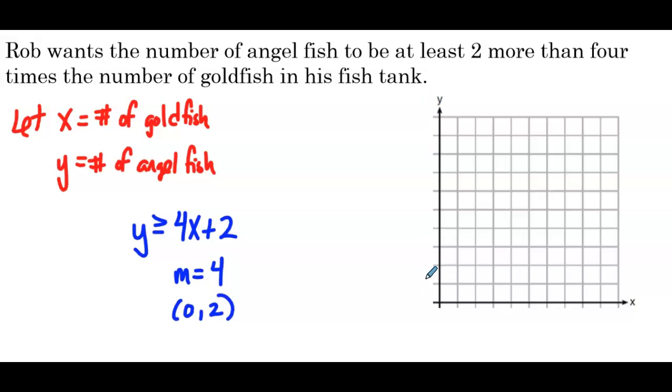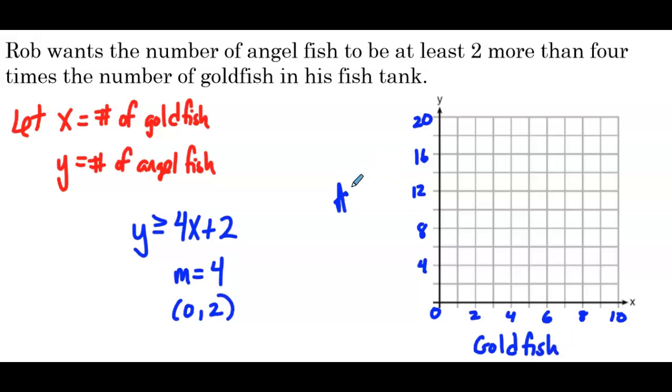So we'll have 2, and then 4, 6, 8, 10, 12, 14, 16, 18, 20. And we'll keep the x-axis by 1. So 1, and then 2, 3, 4, 5, 6, 7, 8, 9, and 10. And we have 0. The x-axis represents the goldfish, and the y-axis represents the angelfish.